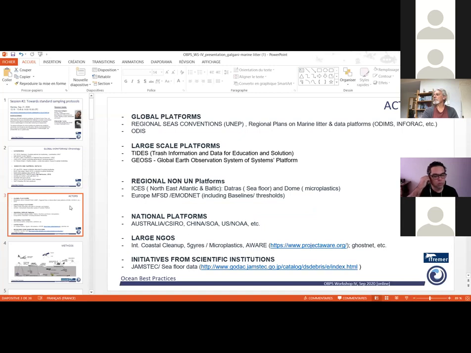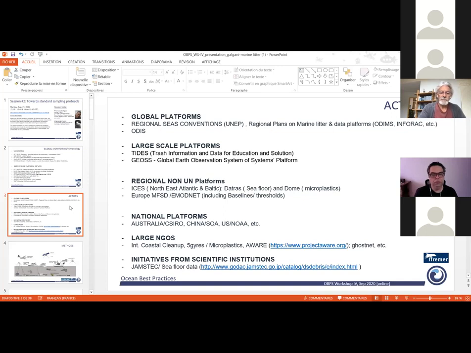So there are different initiatives, global platforms, such as the Regional Sea Convention, that are linked together with the potential for beach litter monitoring, and some databases already organized at the regional sea level, like ODIPS and Enforac for the Barcelona Convention and so on. Or these large-scale platforms like Geostyles, but I don't know whether they could be already operational or just potentially able to manage global monitoring of litter.